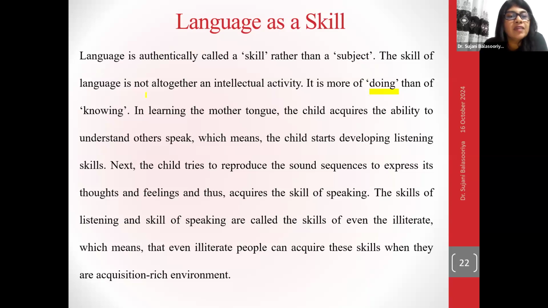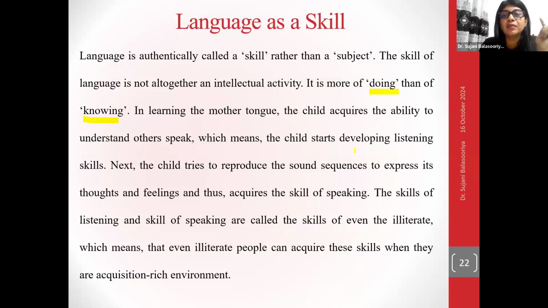The skill of language is not altogether an intellectual activity. It is more of doing than of knowing, right? If you have language skills, actually, what do you mean by that? If you say that you have language skills, you are capable of doing a lot of things by using language rather than knowing something about language, right? Capable of doing.